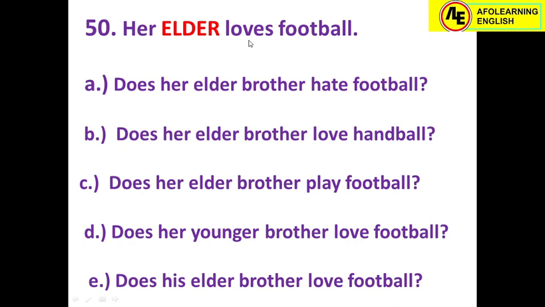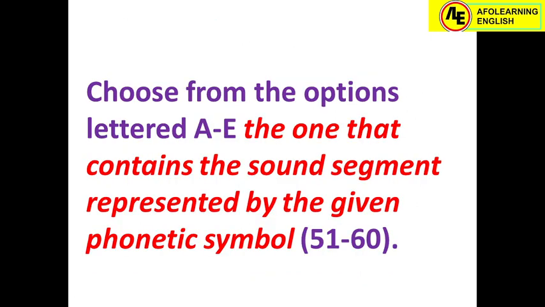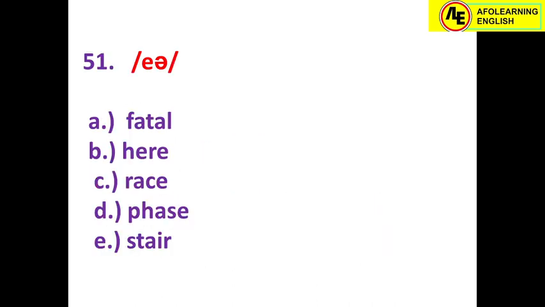So we're done with the sixth section, and we'll move on to the last section, which is on phonetic symbols, as you can see on the screen. Choose from the options lettered A to E the one that contains the sound segment represented by the given phonetic symbol. These questions are from number 51 to number 60.